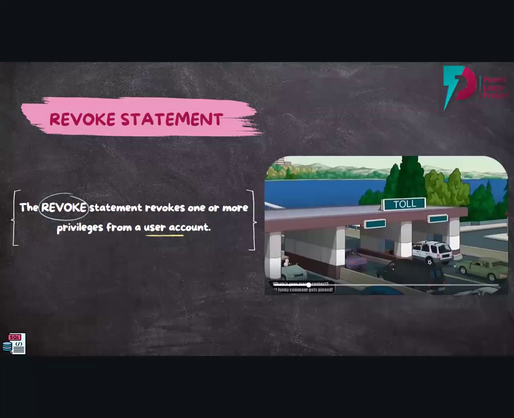Now the admin will have to revoke all the permission that you had in that database, meaning you no longer have permission to do what you could do when you were hired in that company. So we use the revoke statement to remove permission. Just keep it simple. Grant to add permission, revoke to remove permission.